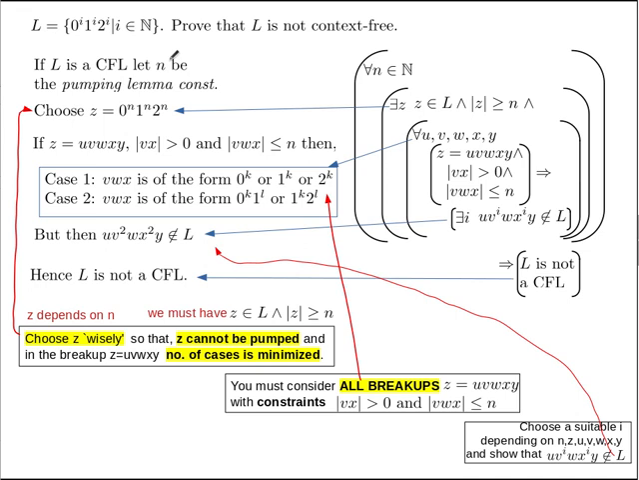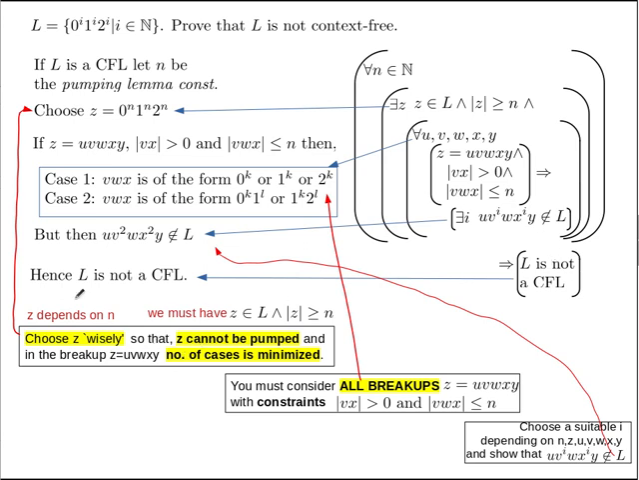We cannot take any specific value for n because we have to prove it for all n. So just let n be n and call this pumping lemma constant. And then we choose a z. If you can take any z and go through with this part, then this will be proved. So we have to choose this carefully such that z cannot be pumped, because we are trying to show that it is not a CFL.